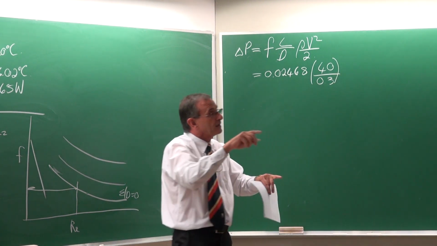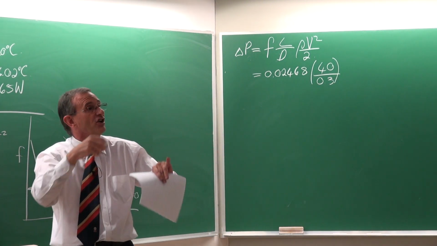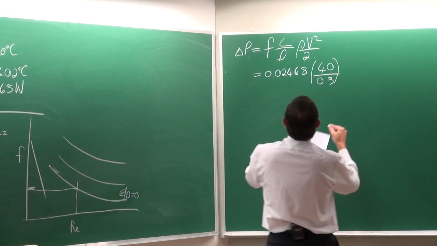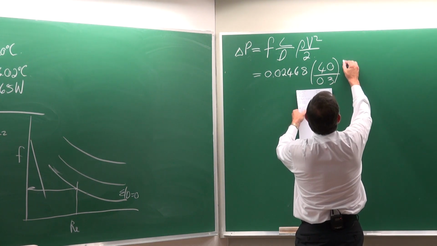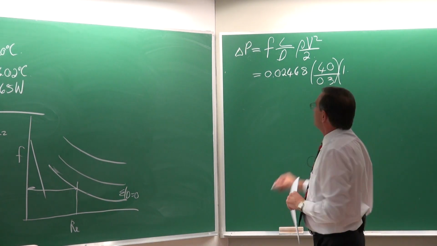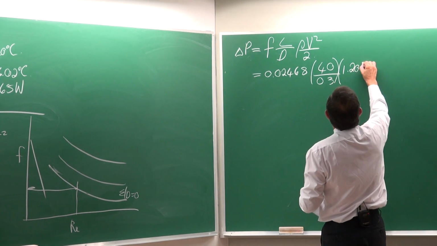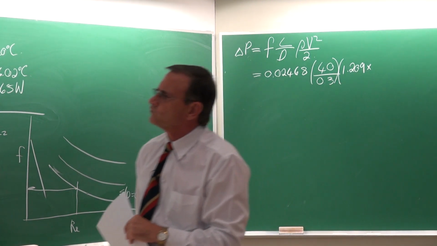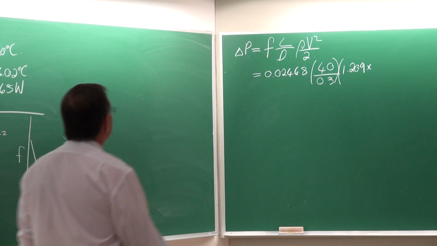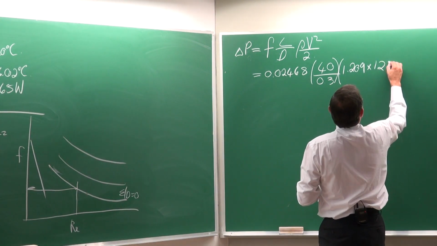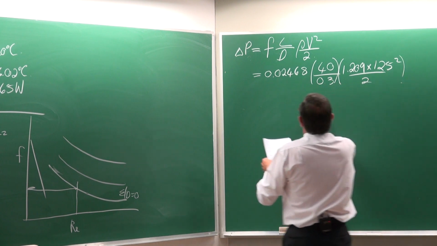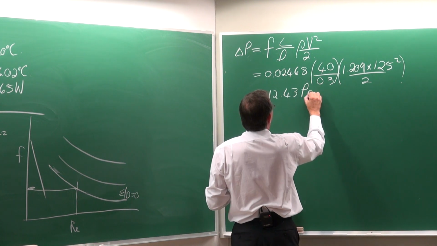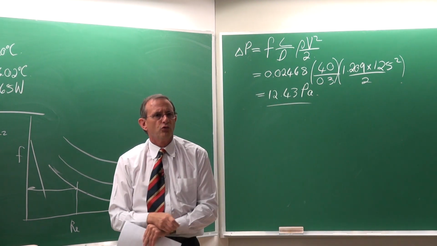Again, the friction factor, just as the Nusselt number, can be based on the hydraulic diameter if it is not a circular tube. Okay, multiplied by the density, which is equal to 1.209, multiplied by the velocity. The velocity was 1.25, squared, divided by 2, and that gives us a pressure drop of 12.43 pascals. Okay. 12.43 pascals.